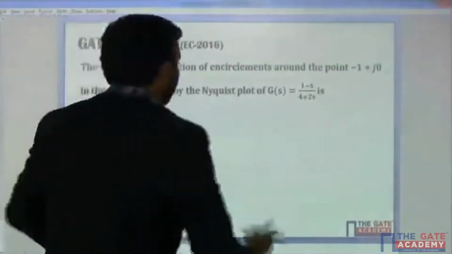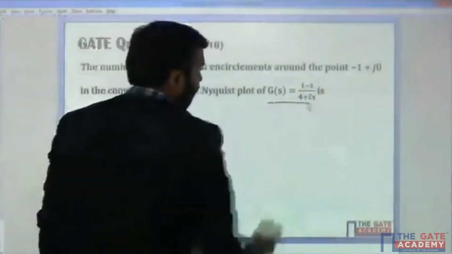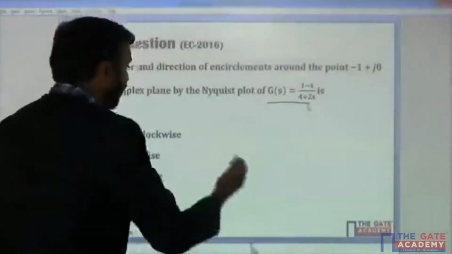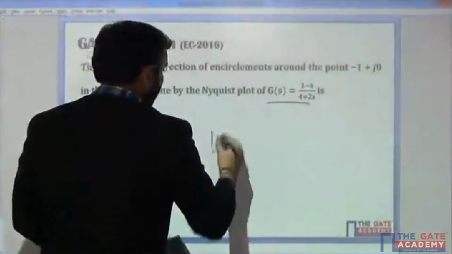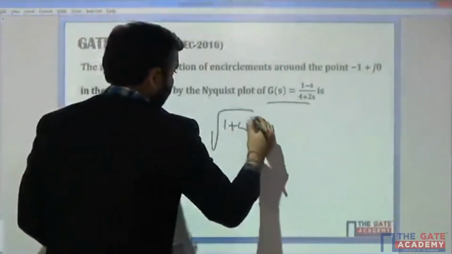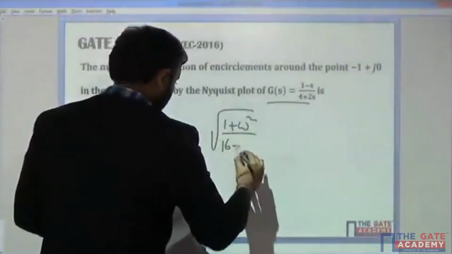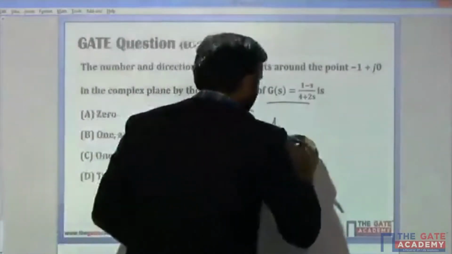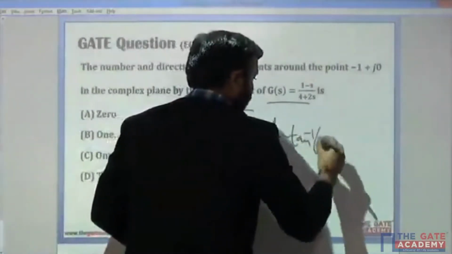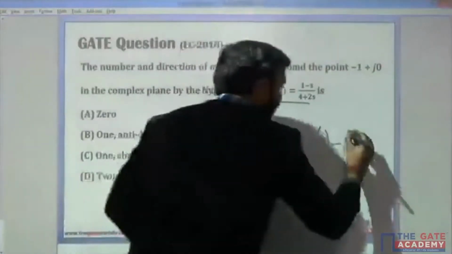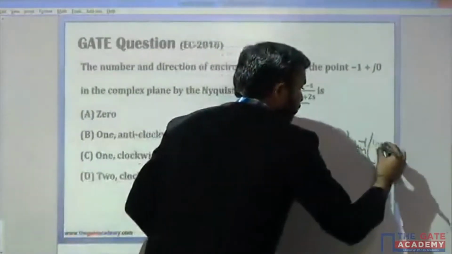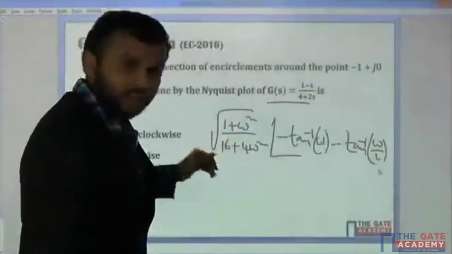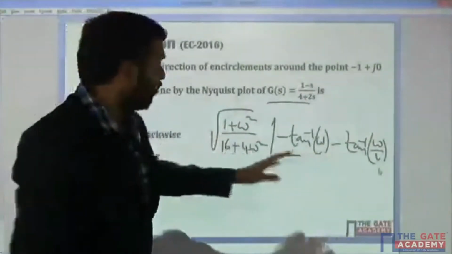What I do is, here G(s) = (1 - s) / (4 + 2s). That means I can write it in angle and magnitude form. I will get a magnitude of square root of (1 + omega squared) divided by (16 + 4 omega squared) at an angle of -tan inverse of omega minus tan inverse of omega by 2.